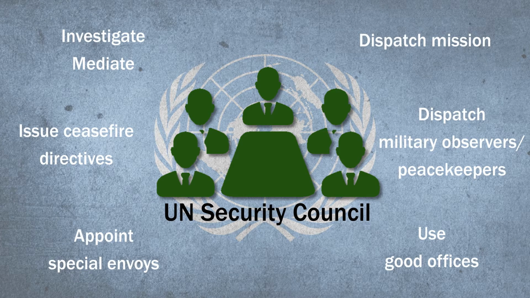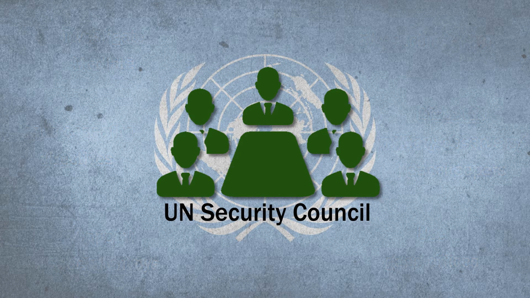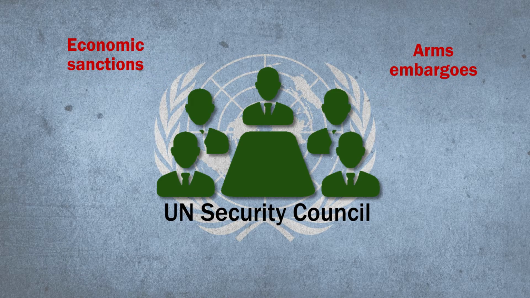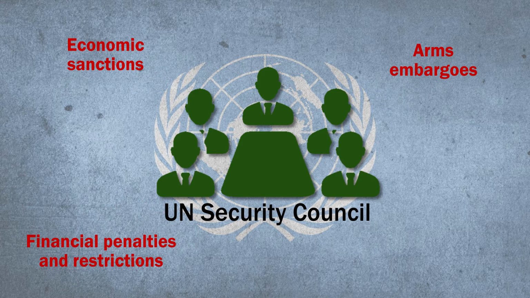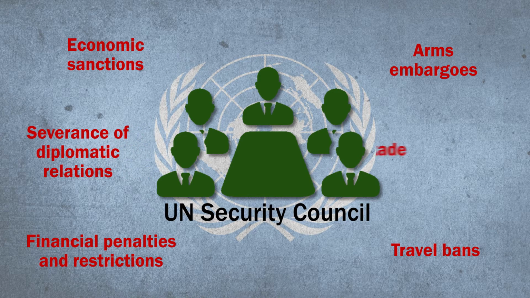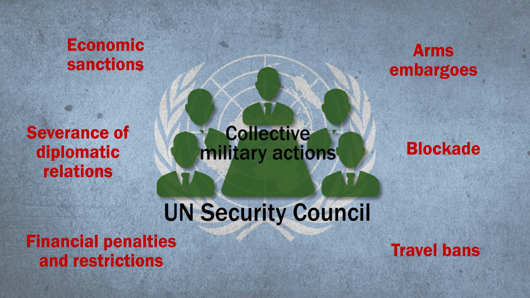If this does not work, the Security Council can opt for enforcement measures such as economic sanctions, arms embargoes, financial penalties and restrictions, travel bans, the severance of diplomatic relations, a blockade, or even collective military action.